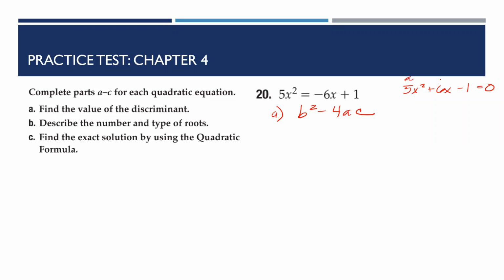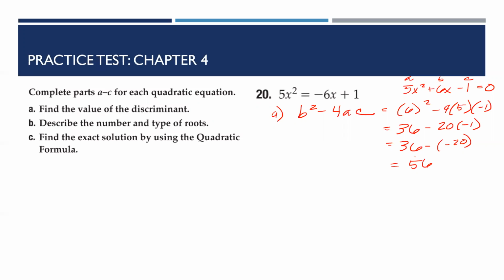So now I see I have the values of a, b, and c. So b is going to be 6 squared minus 4 times a, which is 5, and then c, which is negative 1. So this is 36 minus 4 times 5 is 20 times negative 1. So this is 36 minus negative 20. When you add the opposite, you get 56. So your discriminant is equal to 56. Okay, that's part A.